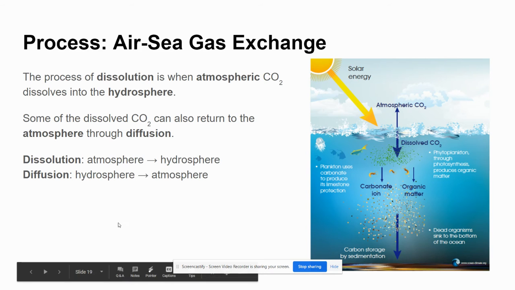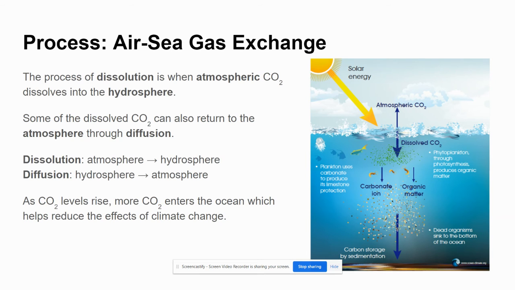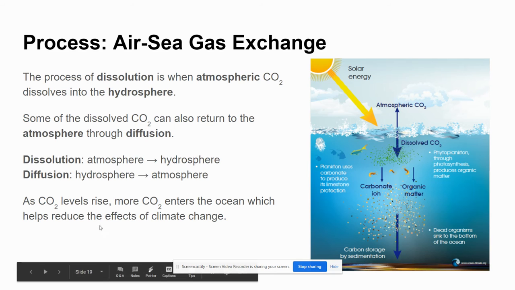The rate of dissolution is definitely more than diffusion. So as CO2 levels rise, more carbon dioxide enters the ocean, which will help reduce the effect of climate change. Definitely, we need more dissolution to happen so that less carbon dioxide is in the atmosphere and more enters the ocean, and the greenhouse gas is less in the atmosphere, reducing the effect of climate change.